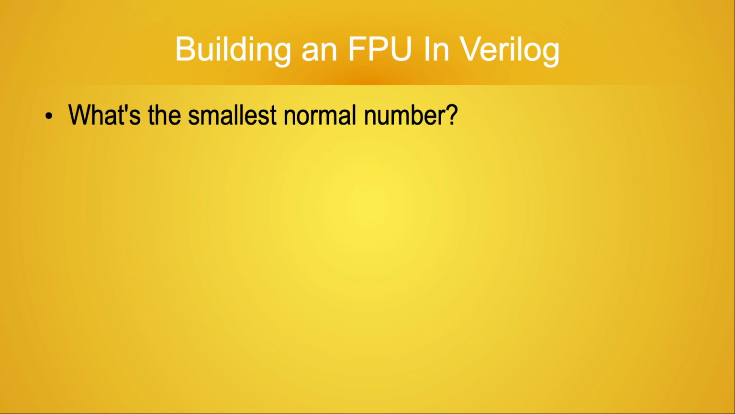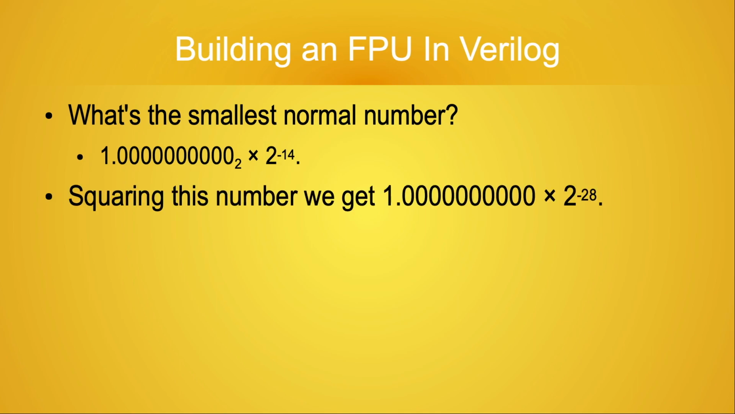It's time to go back to the Verilog code. The last case we handled in our multi-branch if statement was the case where we multiplied 0 times a 0, a subnormal number, or a normal number. What's the smallest normal number? It's 1.0000000000 times 2 to the minus 14th power. If we multiply the smallest normal number by itself, we get 1.0000000000 times 2 to the minus 28th power.